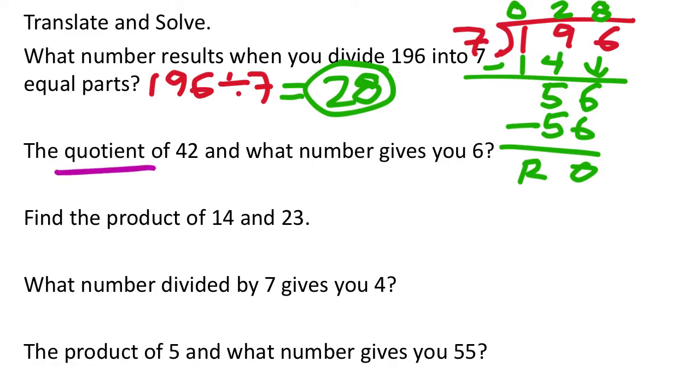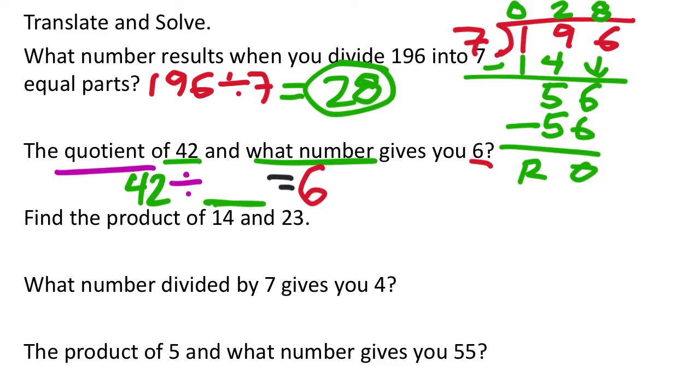Now, it's talking about a quotient, and we know quotient is division. Well, it's the division of what? It's division of 42 and some number. So I don't actually know what the divisor is here, but I know 42 is the dividend because it was the first number listed when it tells us we're working with a quotient, right? It's the quotient of something and something. In this case, the quotient of 42 and something. We don't know what the second number is, the divisor, but we know what it gives us. It gives us a 6.